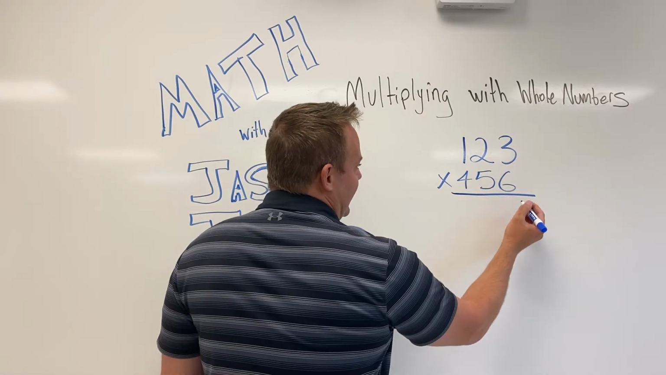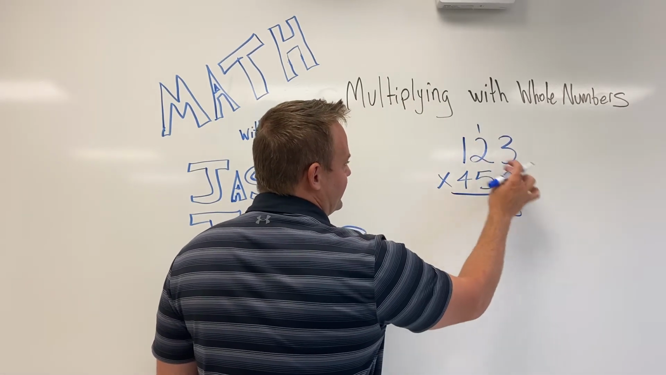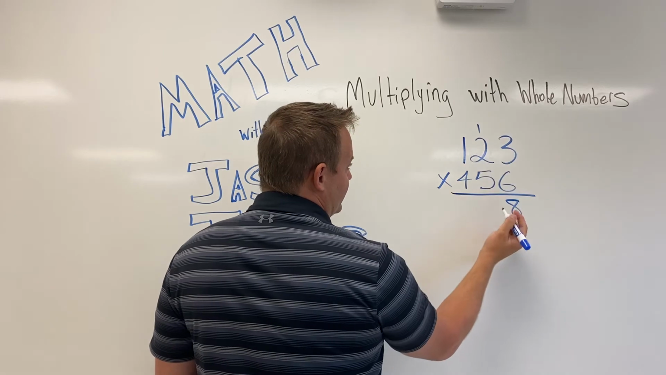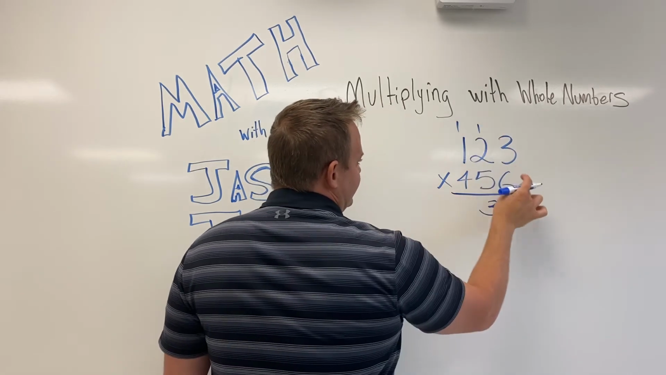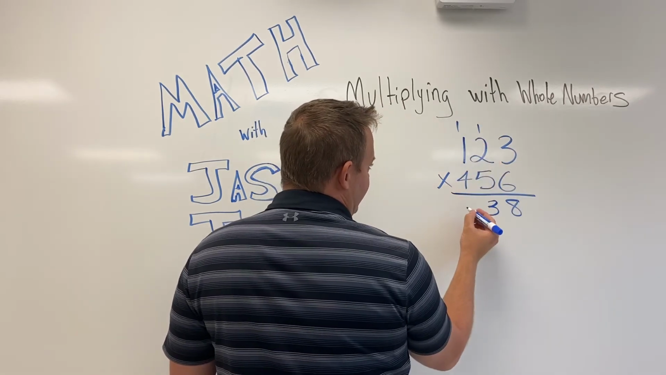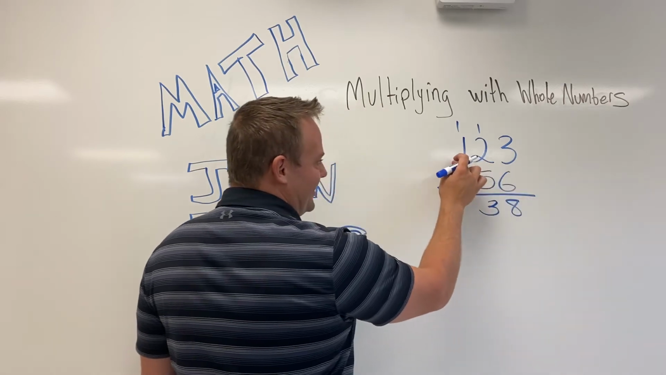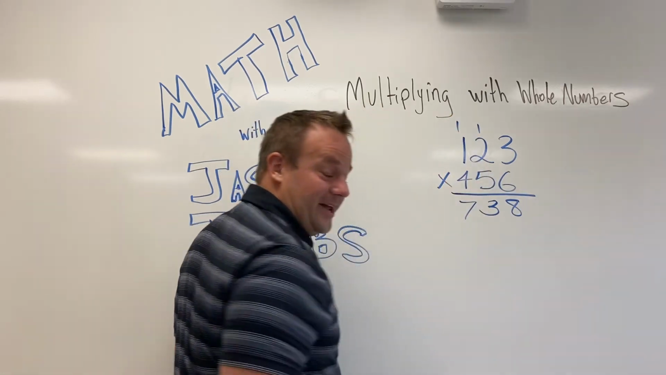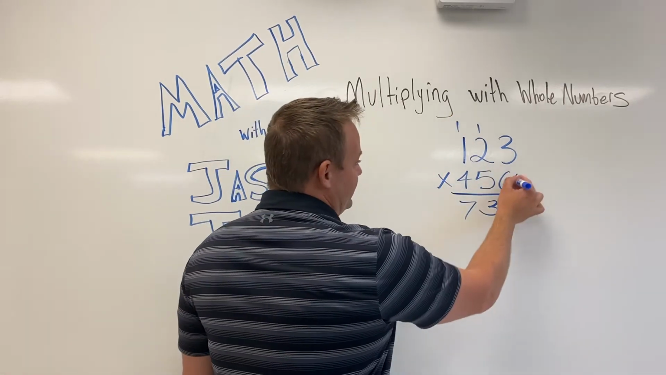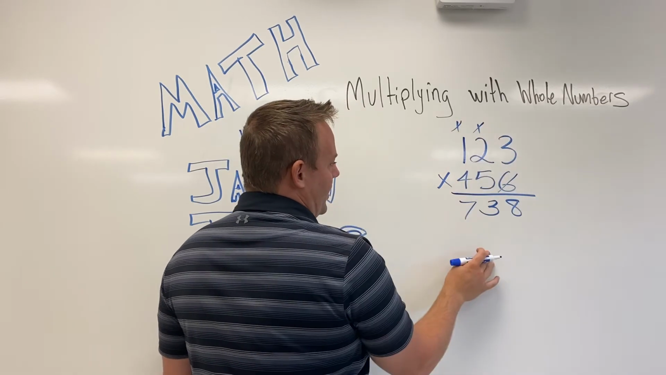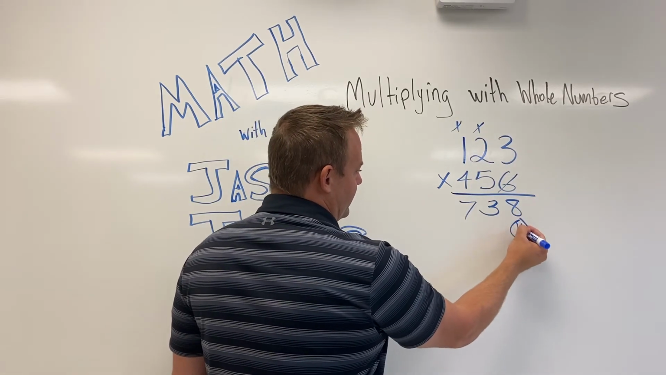6 times 3 is 18. 6 times 2 is 12, plus 1 is 13. 6 times 1 is 6, plus 1 is 7. I was getting ahead of myself there. Now we've already used the 6, we've used these 1s, and I'm gonna add a placeholder 0.